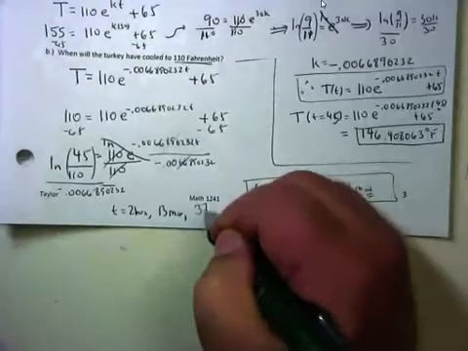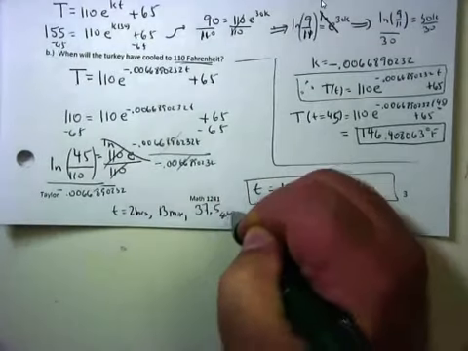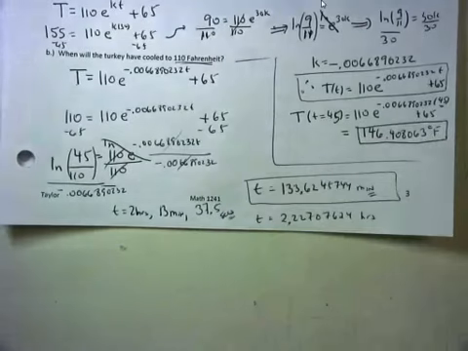You guys good on that? 37.5 seconds. So, after 2 hours, 13 minutes, and 37.5 seconds, the bird has reached 110 degrees Fahrenheit. Does that make sense? Did I lose you guys anywhere?